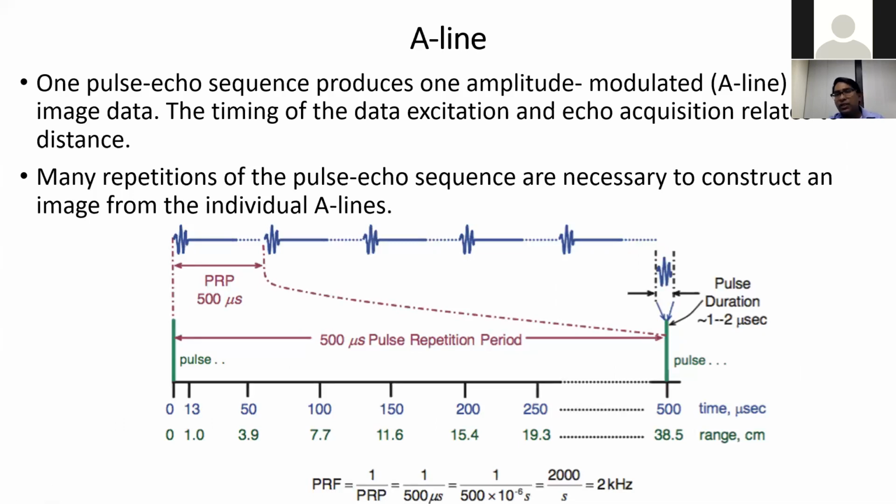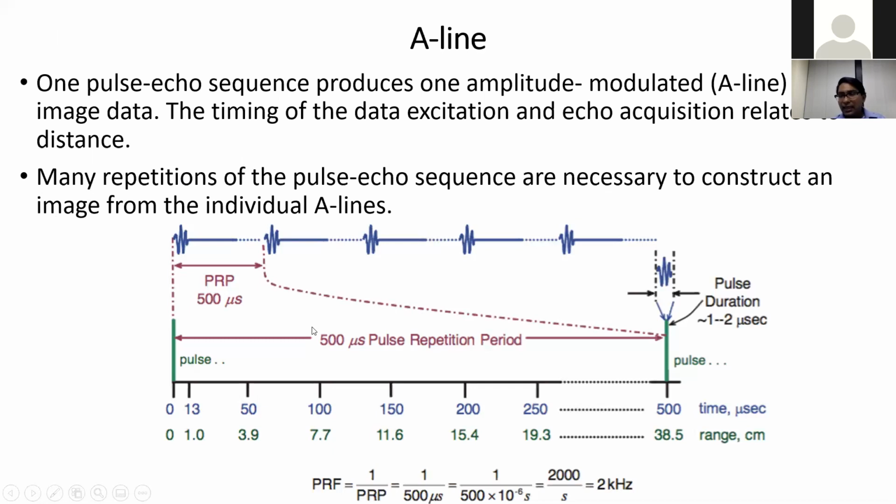What we do is that we create different A lines which span the whole field of view. And so there are multiple A lines that together construct a complete field of view. So you can imagine that going from left to right of this page, you would have around 128 vertical lines. And those A lines, or the amplitude modulated line, together make an imaging data.